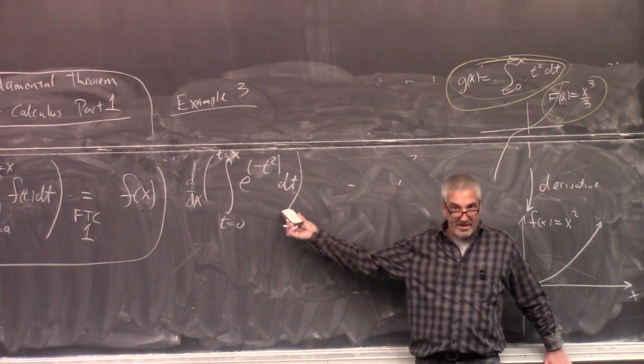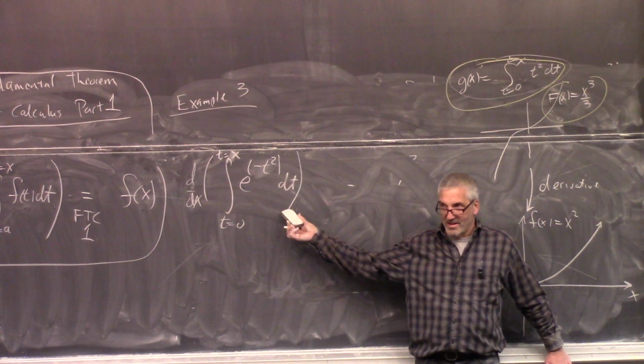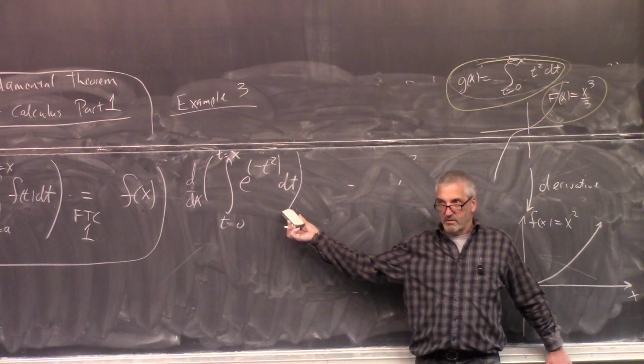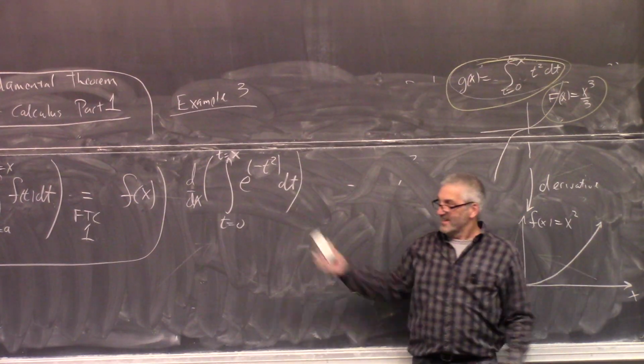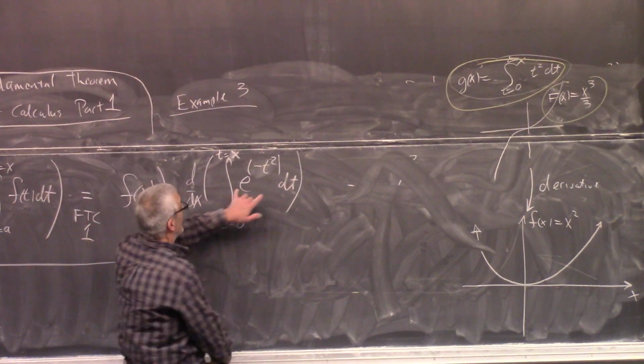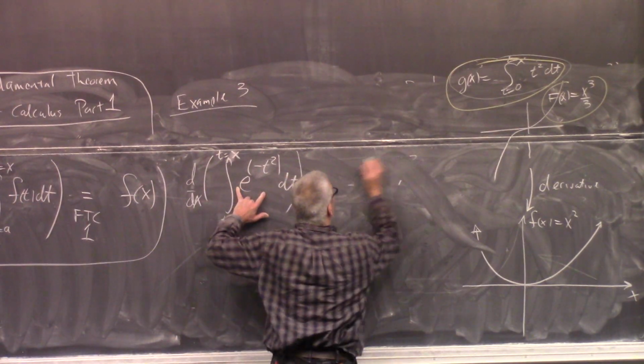So, who knows what this is? Yeah, Jonah. Yeah, but don't pose it as a question. Say it loud. Yeah, this is just another one of these things. You pluck out the integrand, which is e to the minus t squared, and you change the variable.